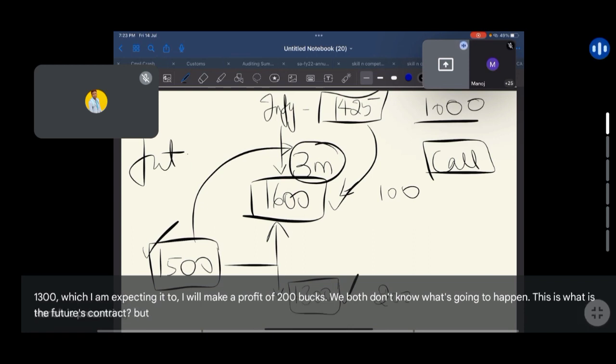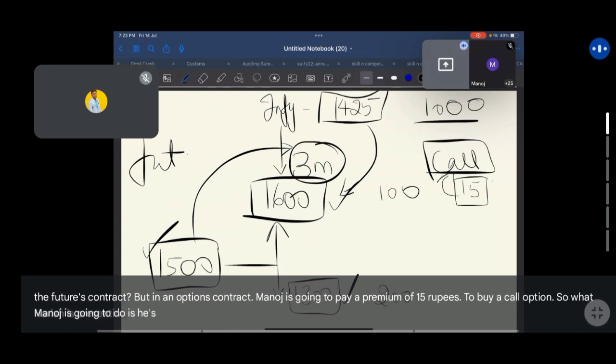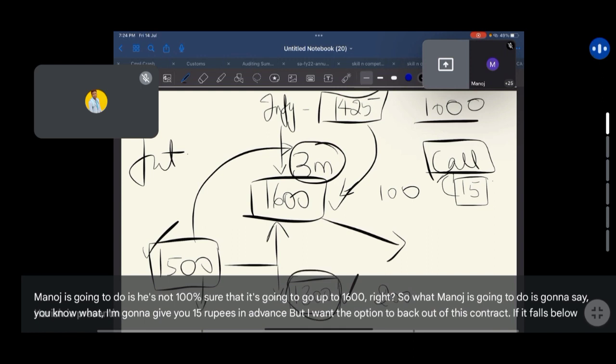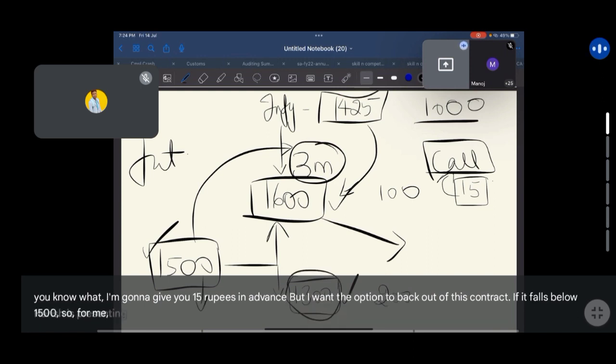But in an options contract, Manoj is going to pay a premium of 15 rupees to buy a call option. So what Manoj is going to do is, he's not 100% sure that it's going to go up to 1600, right? So Manoj is going to say, you know what, I'm going to give you 15 rupees in advance, but I want the option to back out of this contract if it falls below 1500.